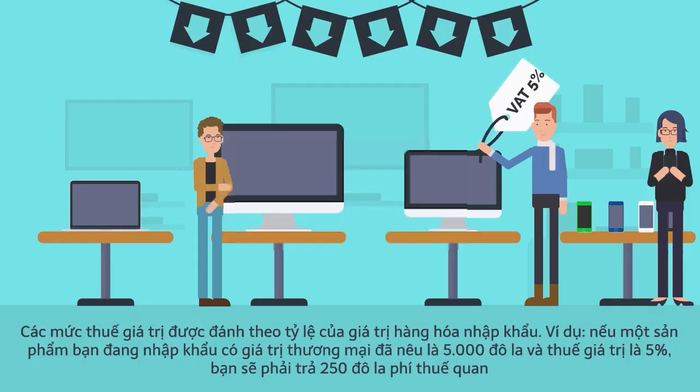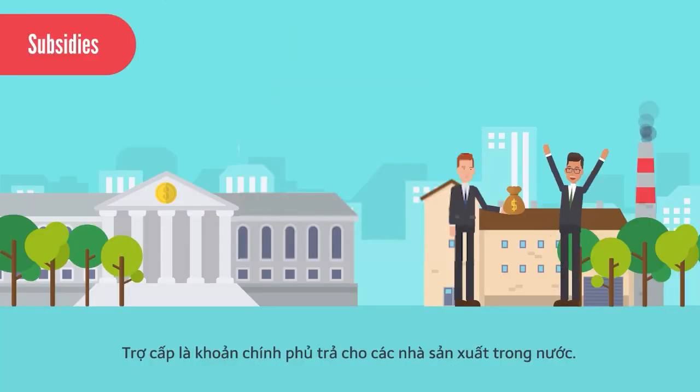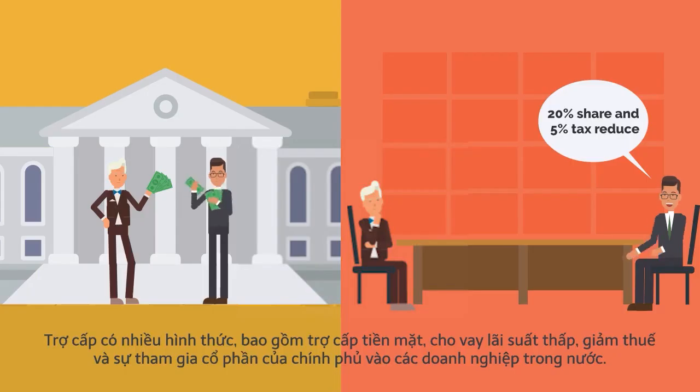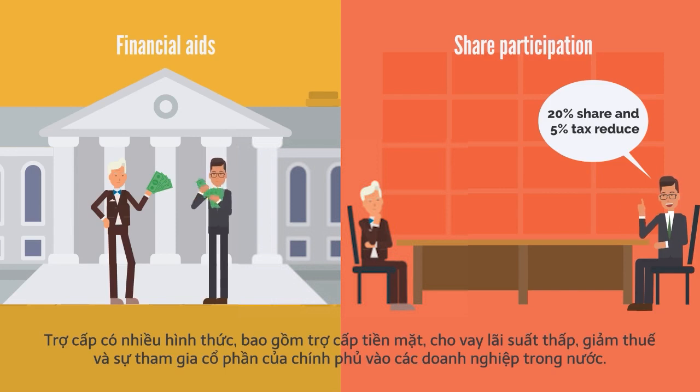Ad valorem tariffs are levied as a proportion of the value of the imported good. For example, if a product you are importing has a commercial value of $5,000 and an ad valorem tariff rate of 5%, you would pay $250 in tariff rate charges. Next is subsidies. Subsidy is a government payment to a domestic producer. Subsidies take many forms, including cash grants, low-interest loans, tax breaks, and government equity participation in domestic firms.